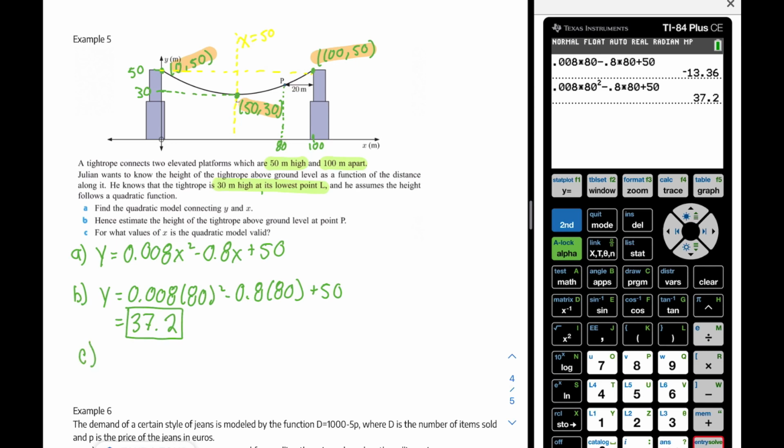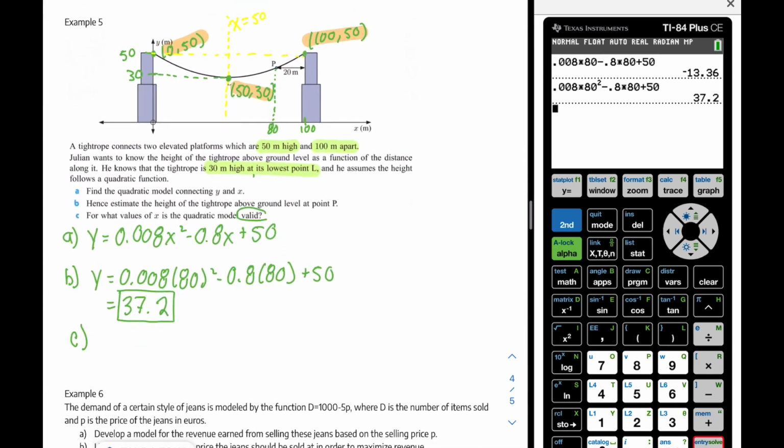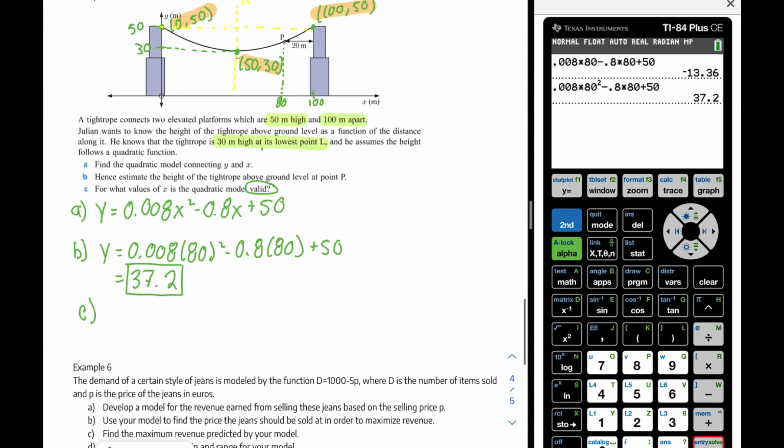And part C, for what values of x is the quadratic model valid? Well, here we're talking about the domain. So what domain makes the most sense in this situation? Well, x can definitely not be smaller than 0, right? And then where does our tightrope end? Our tightrope ends when x is equal to 100. So our domain is going to be x bigger than or equal to 0, and x smaller than or equal to 100. So you can write it like this. You can also write it as one inequality, right? Or you can write it as words.